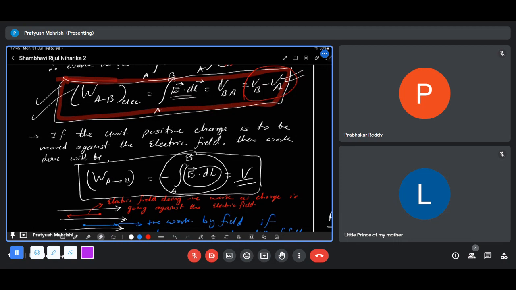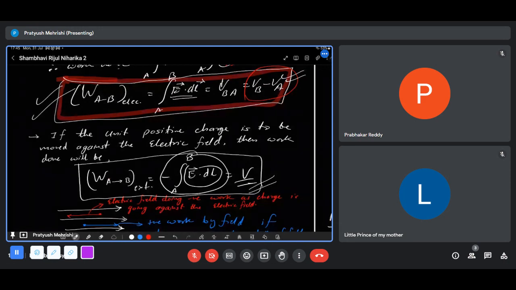Okay. So if the unit positive charge is to be moved against the electric field, means someone is moving, then it is external work. Then the work done from A to B, external work will be minus integral of A to B E dot dl. This is the potential difference. Got it now?